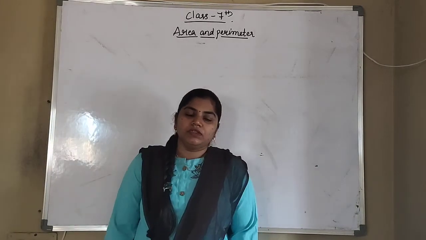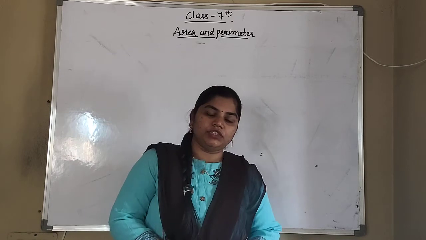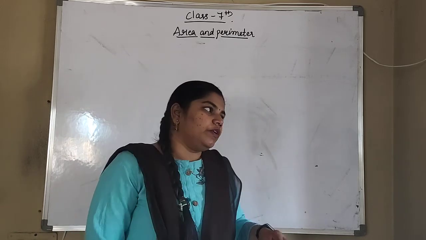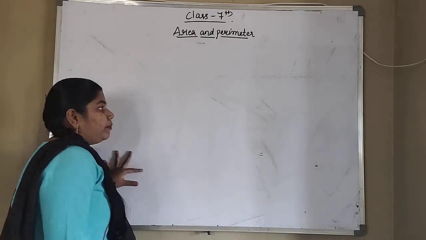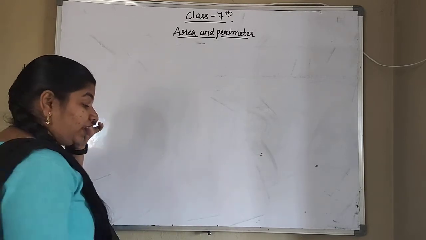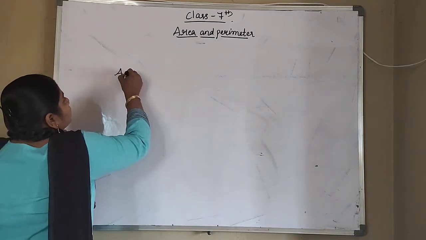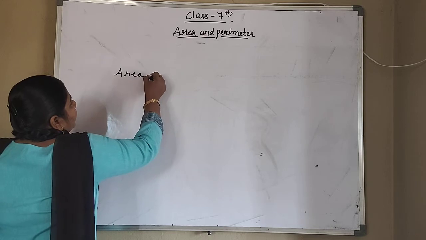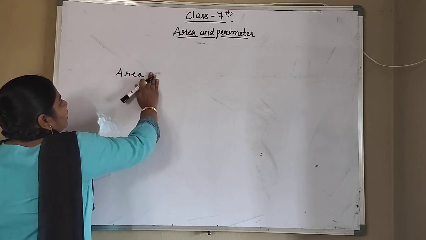So good morning everyone. In last class we completed our chapter, that is quadrilaterals. Today we are starting area and perimeter. Already you know the area and perimeter formulas for square and rectangle.